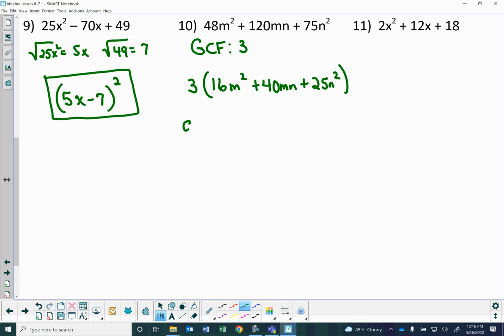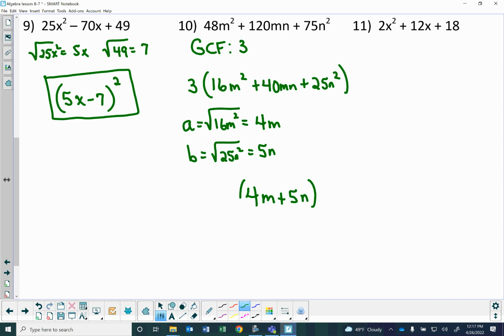So my a term here is going to be the square root of 16m squared, which is going to be 4m. My b term is going to be the square root of 25n squared, which is going to be 5n. So I'm going to have 4m plus 5n, because everything's added, quantity squared, and then don't forget the greatest common factor that we took out way up here. We need to bring that back down here. So we have 3 times the quantity 4m plus 5n quantity squared.